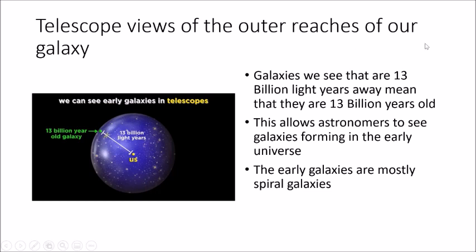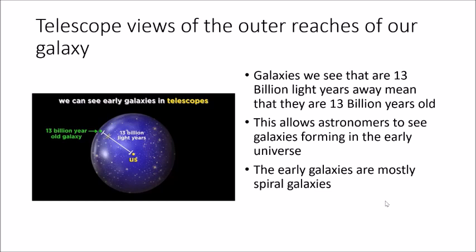So, telescopic views of the outer reaches of our galaxies. A galaxy that we see that is 13 billion light years away means that we are looking at the light it generated 13 billion years ago. So that galaxy could look very, very different than what it does right now, but this is all we can see. This also allows astronomers to see galaxies forming in the early universe.